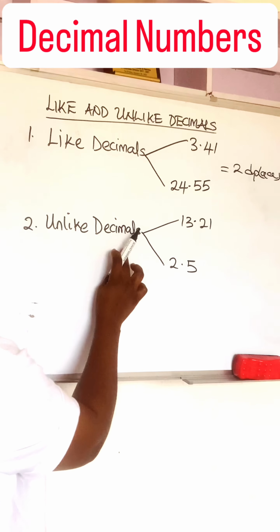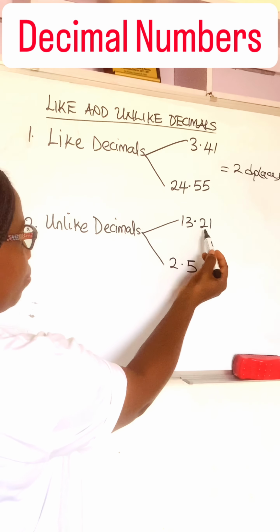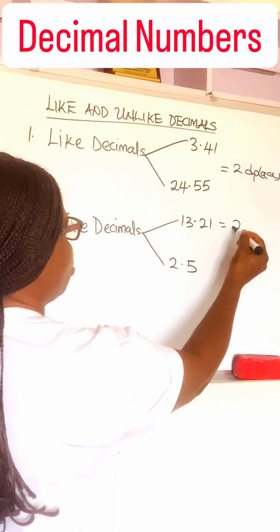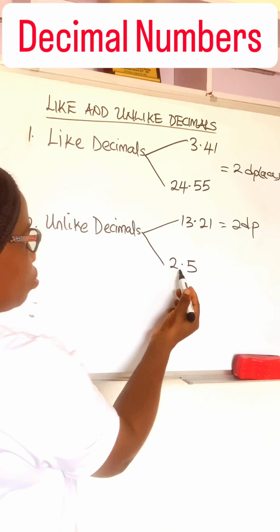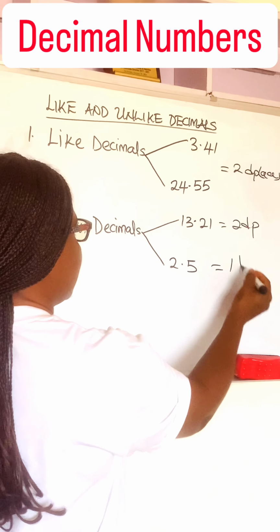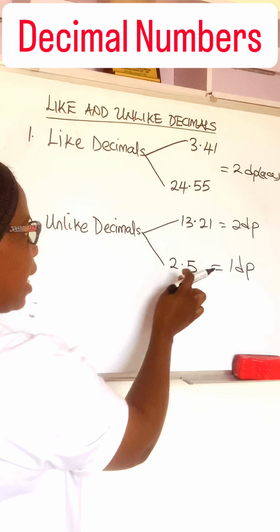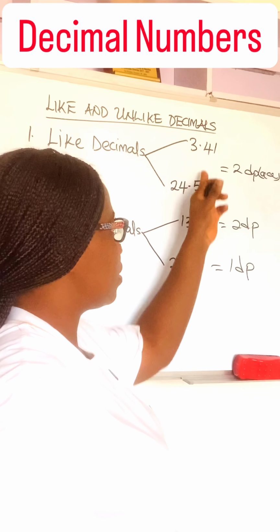Why is this one unlike decimals? Because this is 13.21. It has two decimal places, and this is 2.5. It has one decimal place. So these ones are unlike decimals and these ones are like decimals.